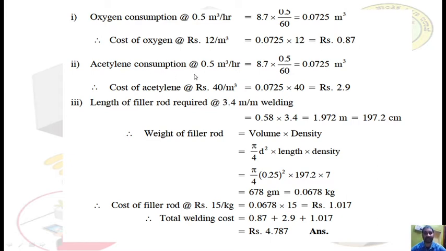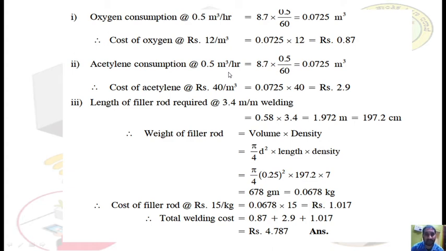Similarly, the acetylene consumption is 0.5 meter cube per hour. So 8.7 divided by 60 gives you the welding hours, multiplied by 0.5, that is the acetylene consumption. That gives you a similar 0.0725 meter cube of acetylene, multiplied by the cost of acetylene per meter cube. That will give you the cost of acetylene, rupees 2.9.